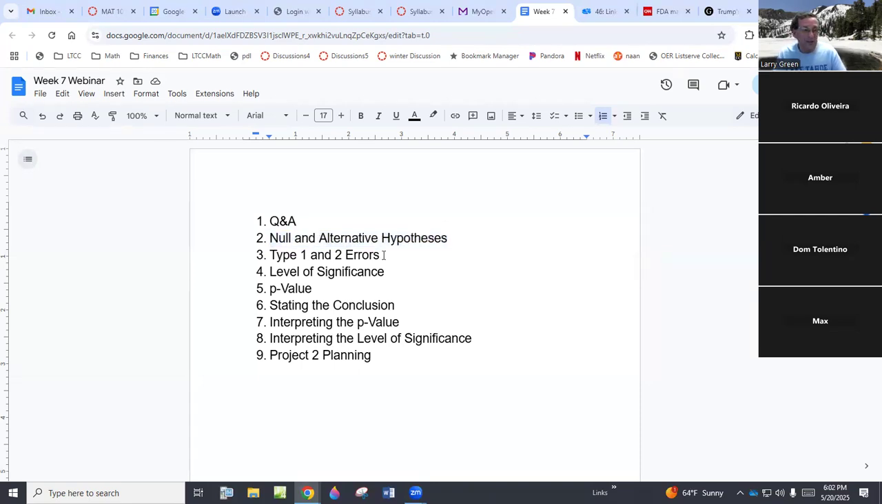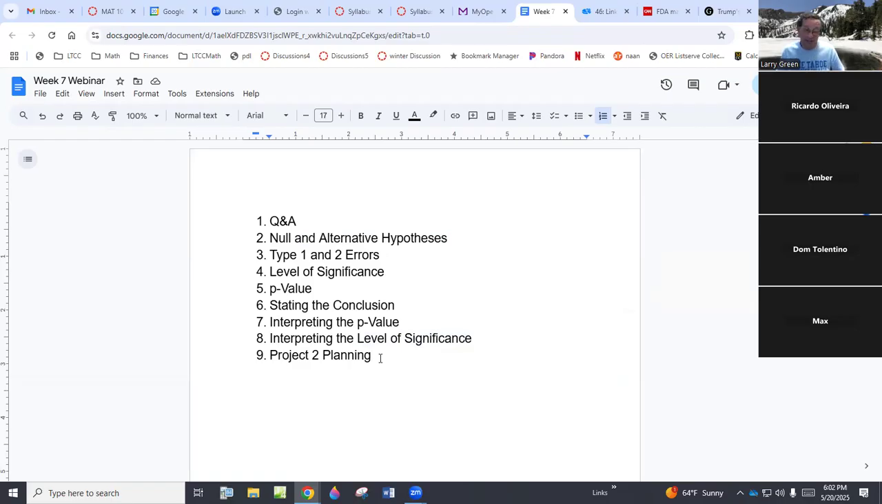The next step will be type 1 and type 2 errors. I don't expect these to make any sense to you yet, but they will hopefully by the end of this webinar. Then after that, we'll look at level of significance and how you make that decision. Then we'll look at the p-value. Then we'll talk about how you state the conclusion. Then we'll interpret the p-value, then interpret the level of significance. And then finally, project 1 is over.